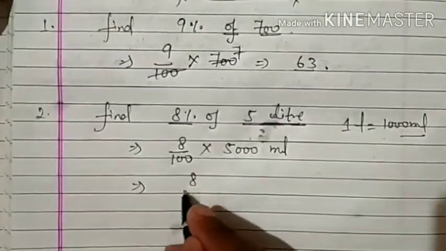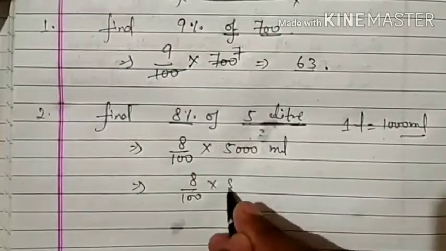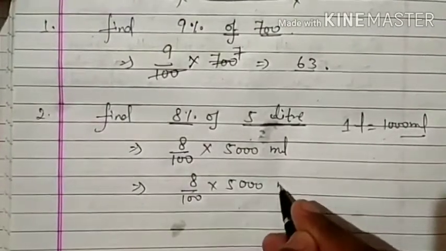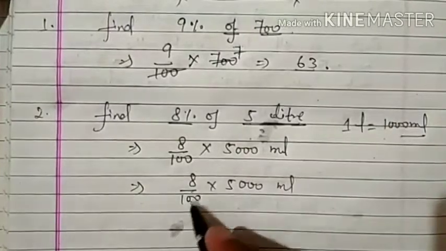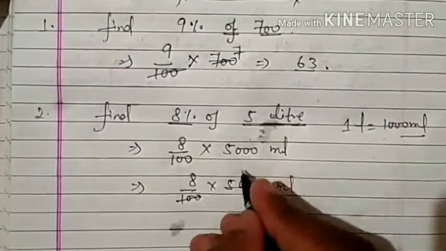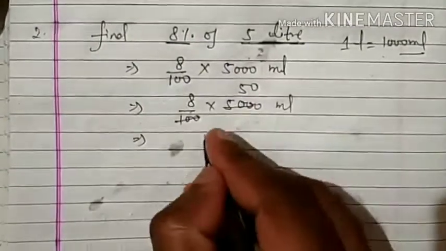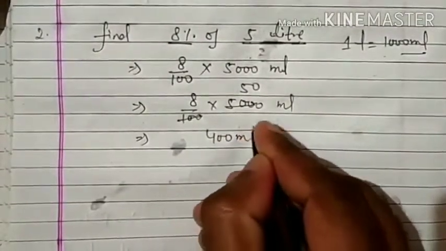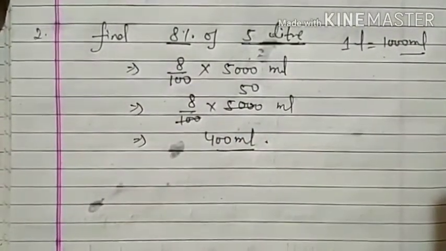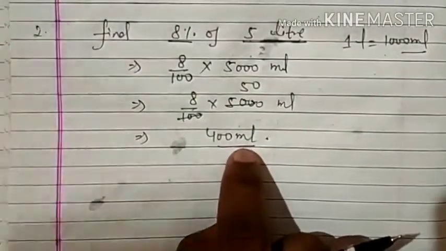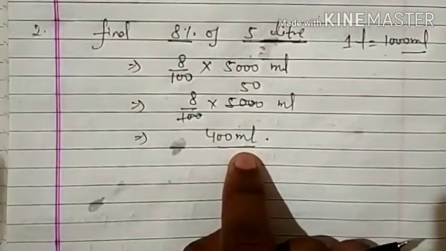Now 8 by 100 multiplied by 5000 ml. 100 will divide 5000 how many times? 50 times. And 50 into 8 is 400 ml. Or simply we can again write this ml into liter.